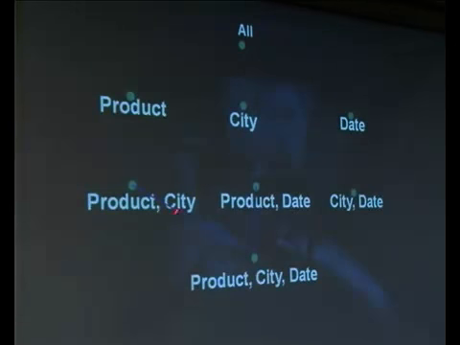What is this cuboid? It is a two-dimensional cuboid. Whereas this one is a three-dimensional cuboid. Whereas this one is an apex cuboid, a zero-dimension cuboid. We call this the base cuboid. All these aggregations are computed from this. In a similar way, we can do the two-dimensional computations by taking the product city combination, product date combination, and city date combination.